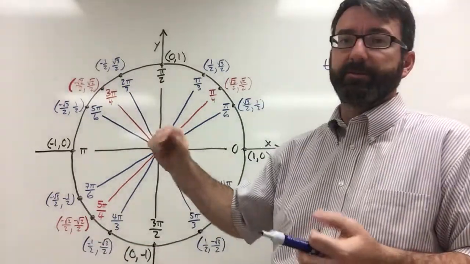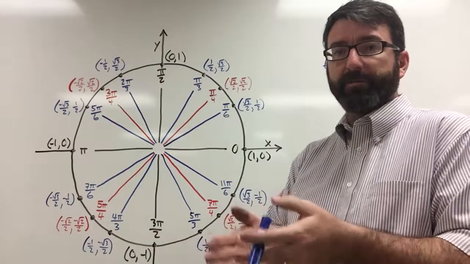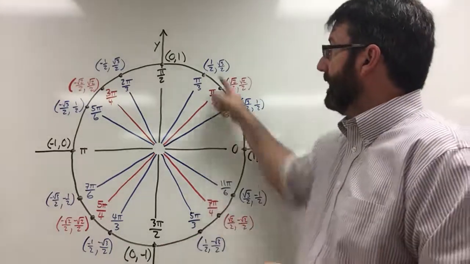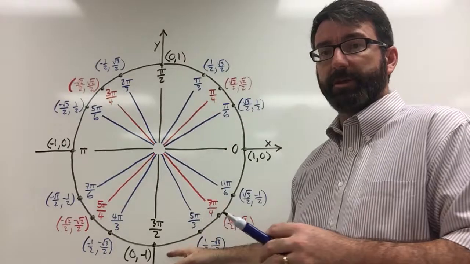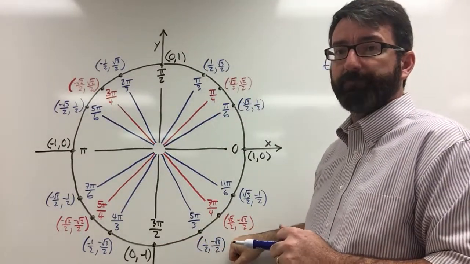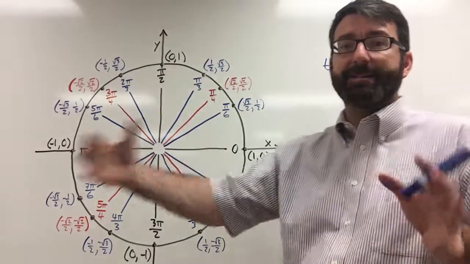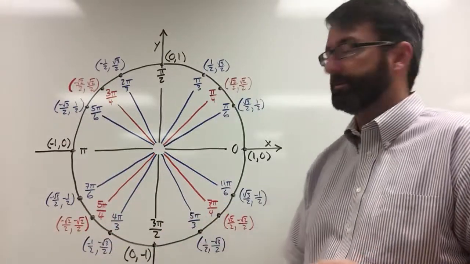So which one of these do we use? Remember that we restricted our domain for inverse tangent from negative pi over 2 up to pi over 2. So we're only looking at this half of the unit circle. So this is the point that we want. However, we can't just use 7 pi over 4 because that's outside of our restricted domain. 7 pi over 4 is bigger than pi over 2.